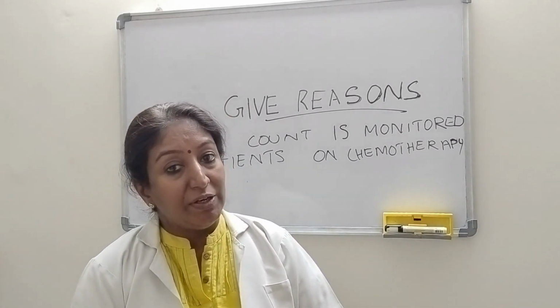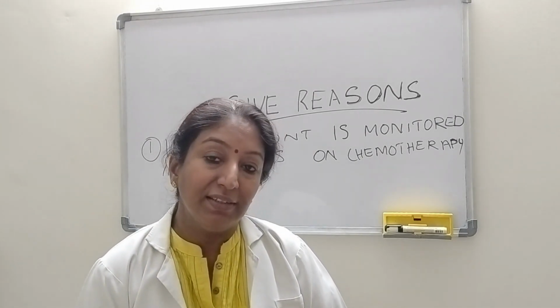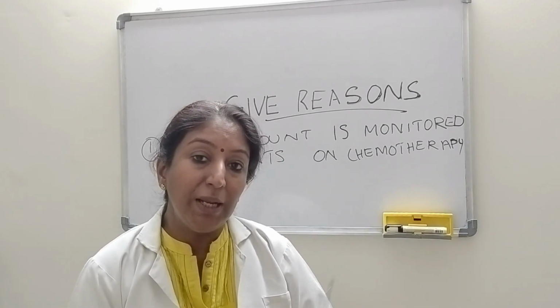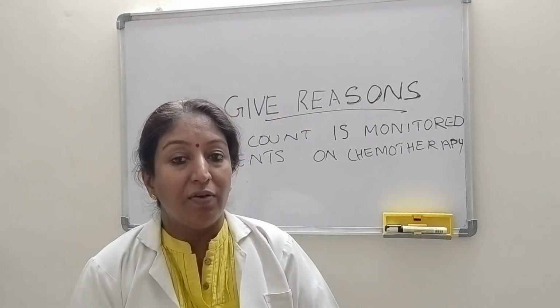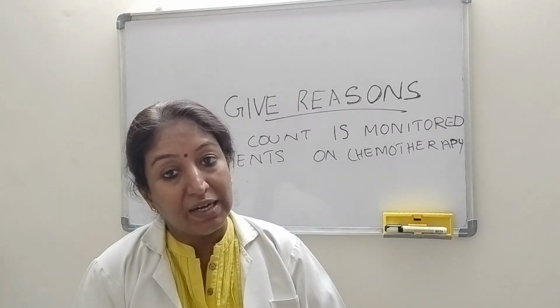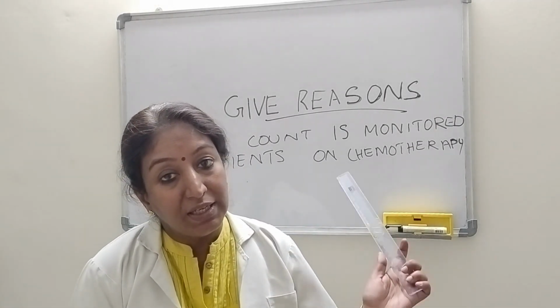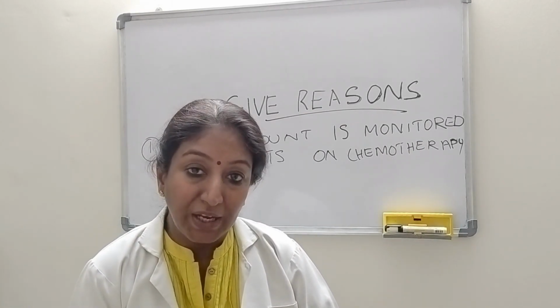So usually 7 to 14 days after receiving the chemotherapy, if you check the blood count, there will be depression or decrease in the cell count, whether it is RBC, WBC, platelets or granulocytes. So if there is a decrease in the WBC, the patient is susceptible to infection.